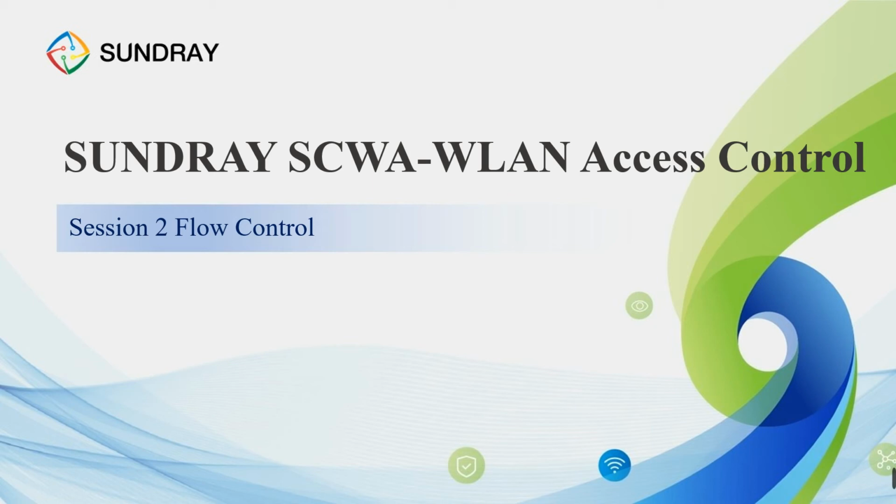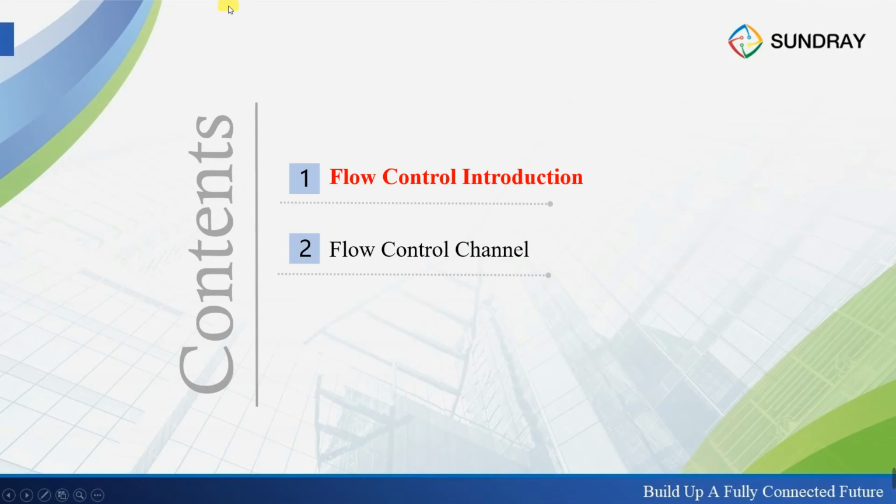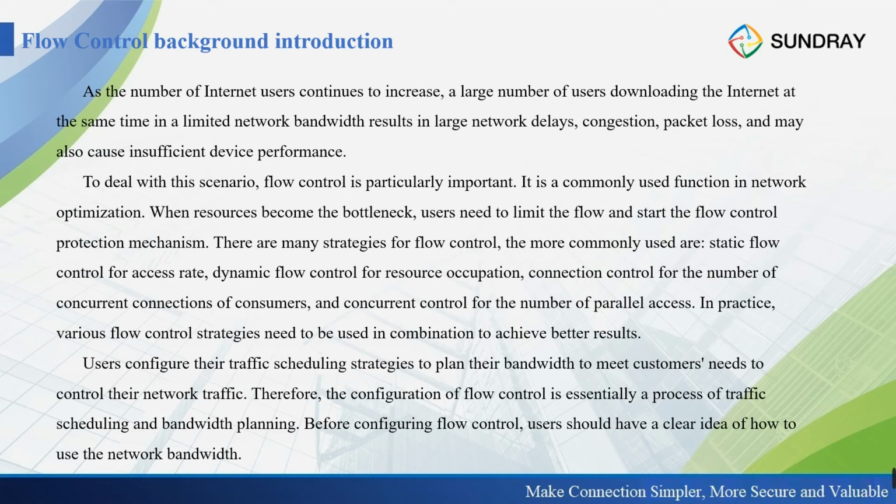This one has two parts: flow control reduction, and its configuration and usage. This is the background of flow control. We know that more and more devices and terminals connect to our network, but our bandwidth is limited. So to improve the usage efficiency of the bandwidth, we need flow control. Flow control is very important.